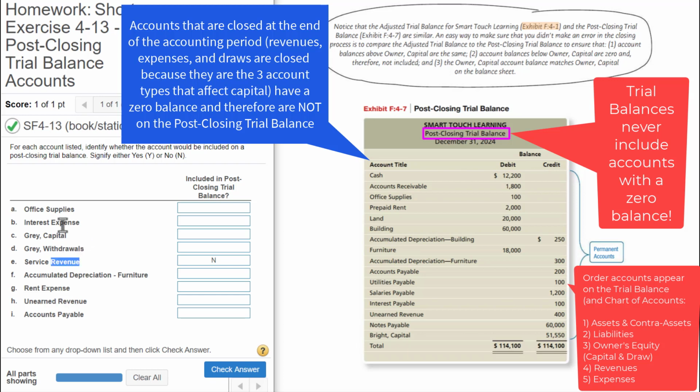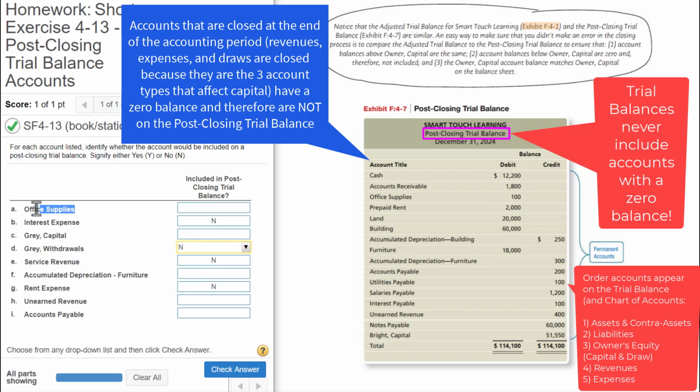Expenses are also closed, so we say no. Interest expense is not included on the post-closing trial balance because it has a balance of zero. Any other expenses? Rent expense, no, because it has been closed, has a zero balance. And that's it. So we got revenues, we got expenses, and then we need to find draws. Here we go. Draws are closed, so they would not be on the post-closing trial balance.